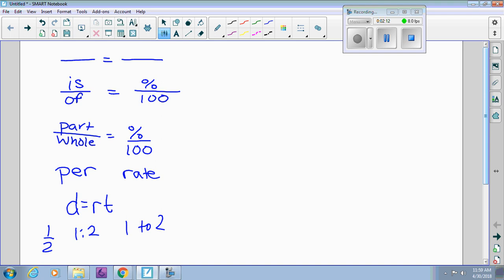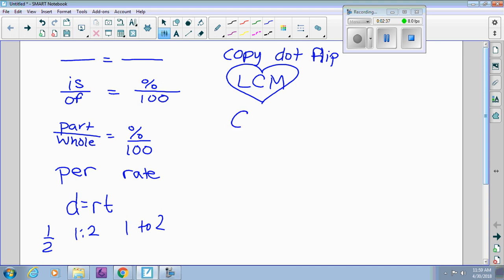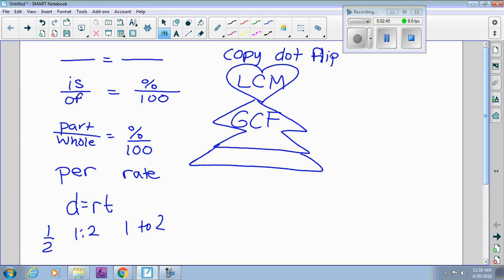Module 2 focused on operations and dividing fractions and stuff like that. So you might want to write down copy, dot, flip. This is how you divide fractions. LCM, this is the first time, least common multiples, that two numbers meet and they fall in love and they celebrate their LCM. And then we have GCF, which is greatest common factor. You can find GCF using a factor tree. This is the saddest looking tree ever. Let's fix it. All right, so anyway, you have different things there you could use to remember.